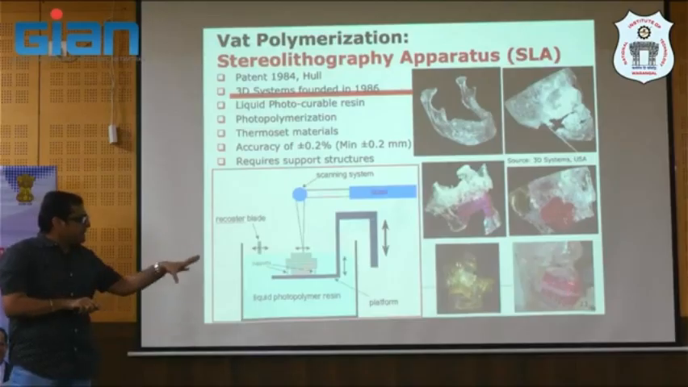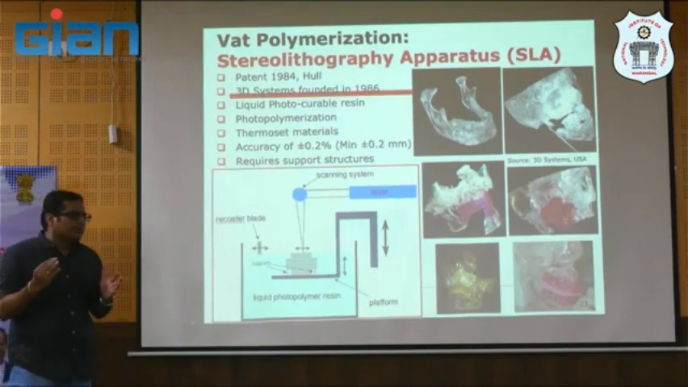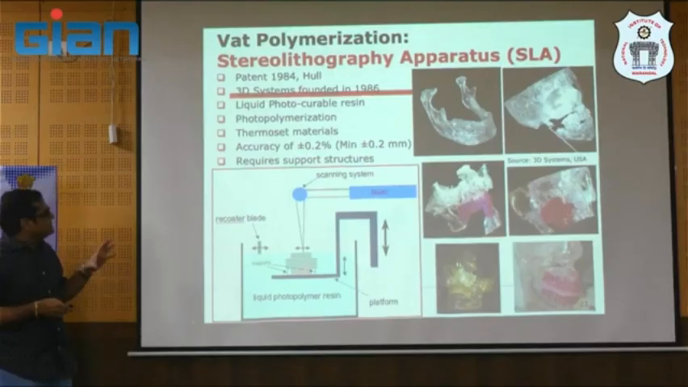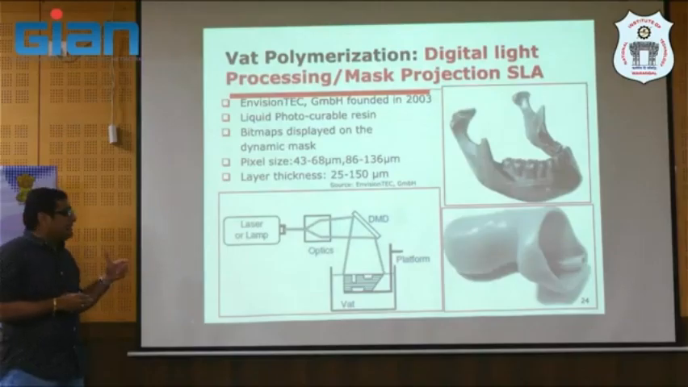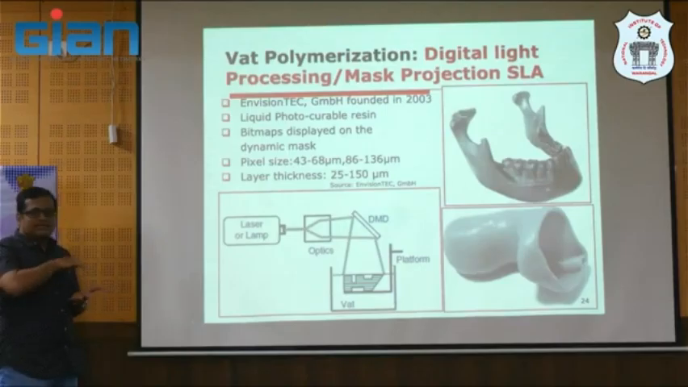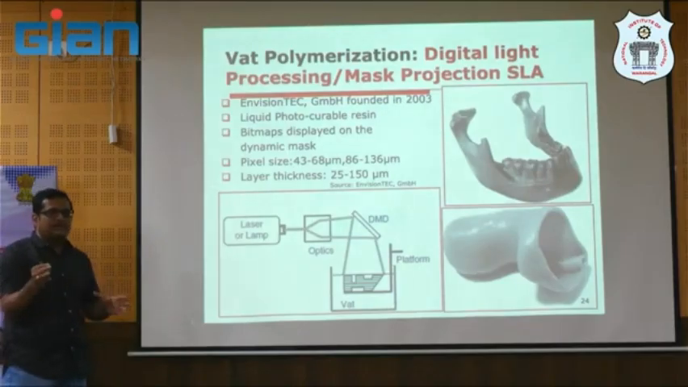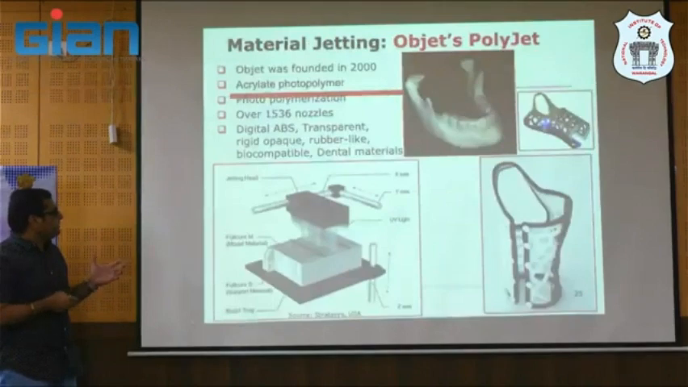So if you have this kind of process, you can use a more transparent, even see-through material, so you can plan very well, right? That is the advantage of a VAT-based system. DLP is also the same, but it is mask-based. In VAT, it is only point by point with the laser, but in DLP it is basically a mask. The entire layer can be exposed at once and it will get cured, right? It's much faster than the previous one, and again you can get a transparent material here also.